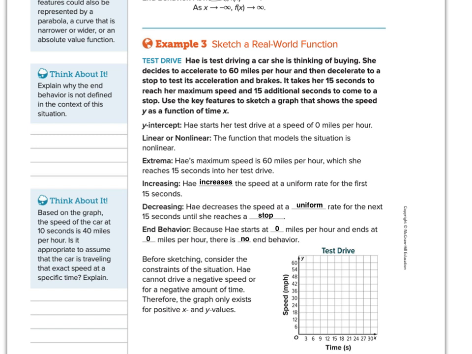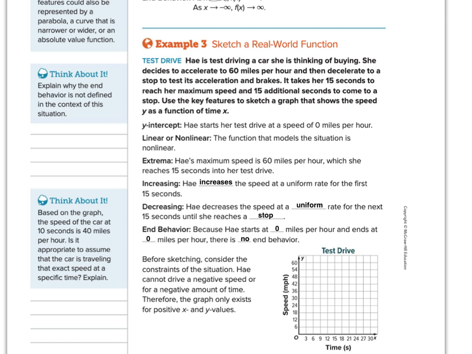Sketching a real-world function. So Hay is test driving a car she is thinking of buying. She decides to accelerate to 60 miles per hour and then decelerate to stop to test its acceleration and brakes. It takes her 15 seconds to reach her maximum speed and 15 additional seconds to come to a stop. Use the key features to sketch the graph and show the speed y as a function of x.